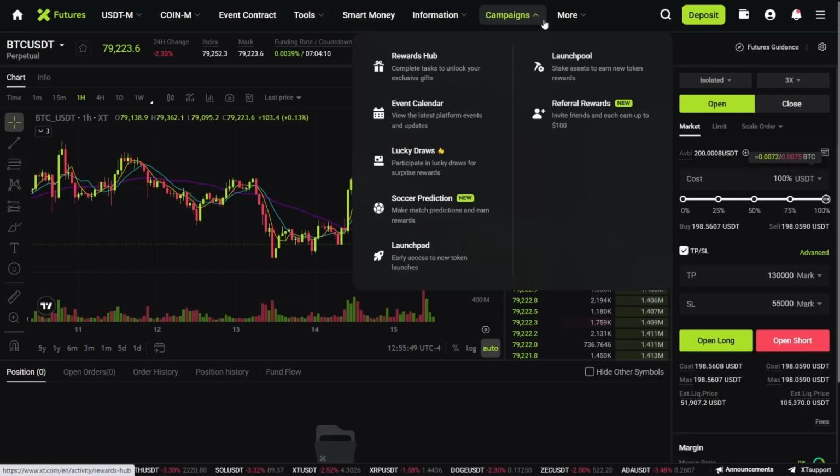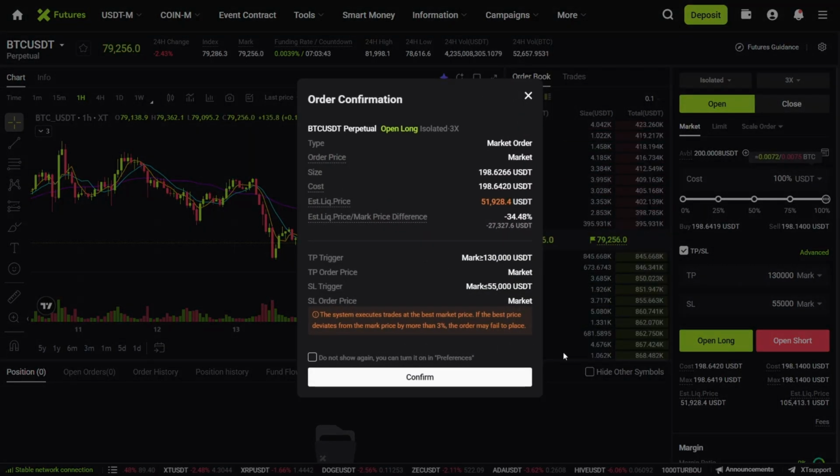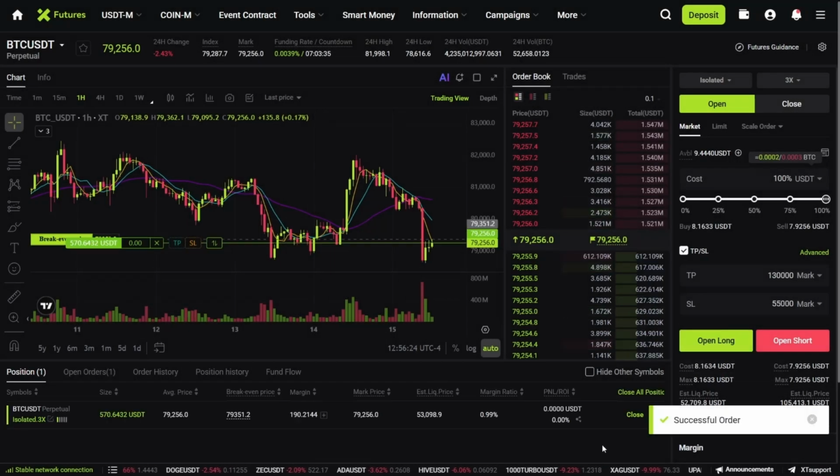We are just going to keep it simple and keep our take profit and stop loss like we had it before, and we are going to open a long on our position. We can quickly go over the details of our order, make sure everything is correct, and then we can confirm. We can see that our order was successful.